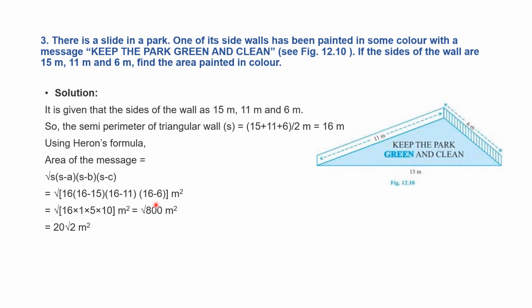Our multiplication is 800. When we find the square root, we get 20 root 2. The answer is in meter square, as we have to find the area. Okay, now we will discuss our next question, that is question number 4.